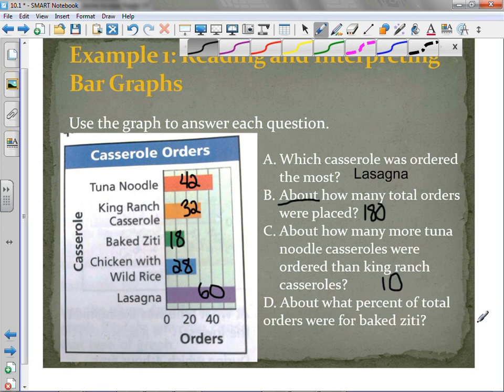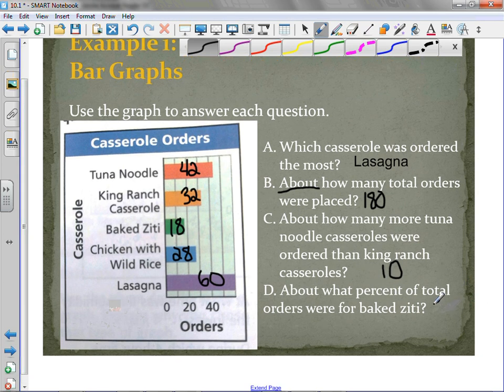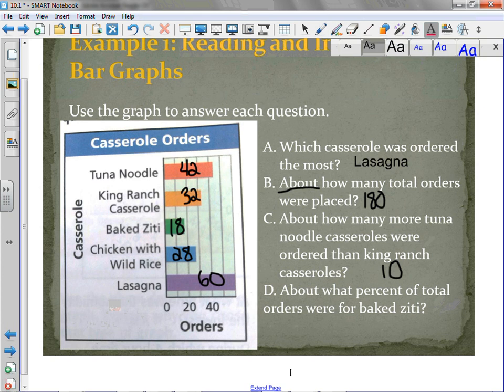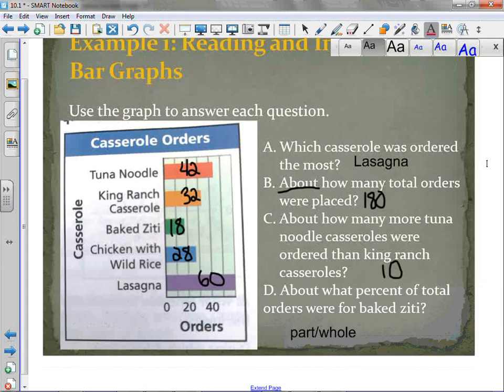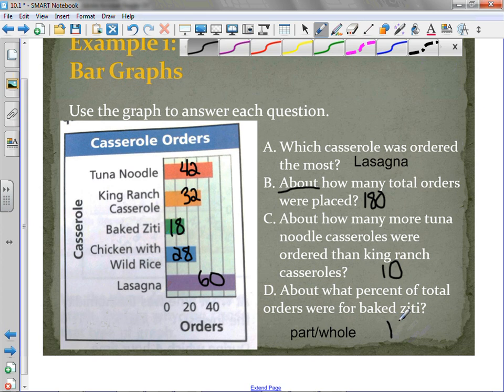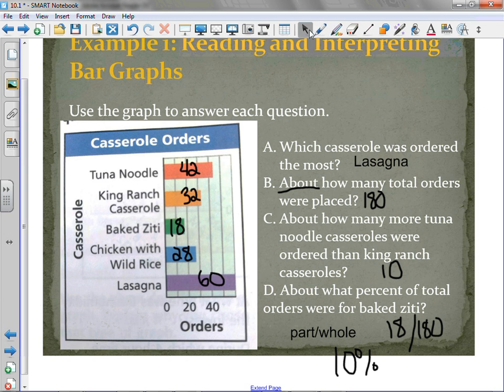Again, this is an estimation because the numbers we have here may not be exact. Last question, about what percent of total orders were for baked ziti? We know to find percent, it's part over whole. So we're going to take the part, and we're going to divide it by the whole. We want to find baked ziti, so for us that would be 18 divided by 180, which we know as 10%. All right, so that's bar graph.